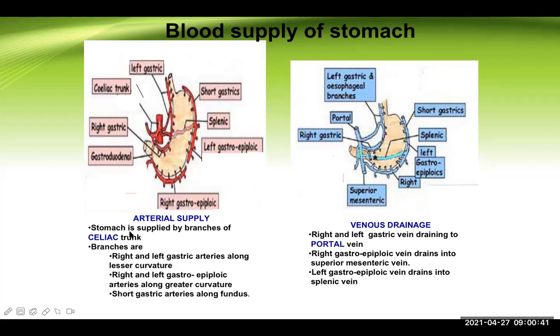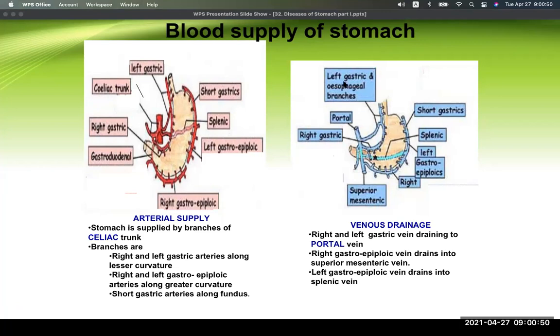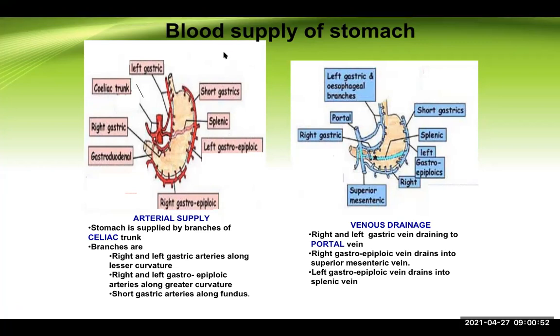Now see this. The stomach is supplied by branches of the celiac trunk, and the celiac trunk is the artery for the foregut. It means all the derivatives derived from the foregut are supplied by the celiac trunk. So these are the branches. It's a very important question from the exam point of view. We expect our students to answer this. So these are the right and left gastric arteries, which supply along the lesser curvature of the stomach. So this is the lesser curvature area.